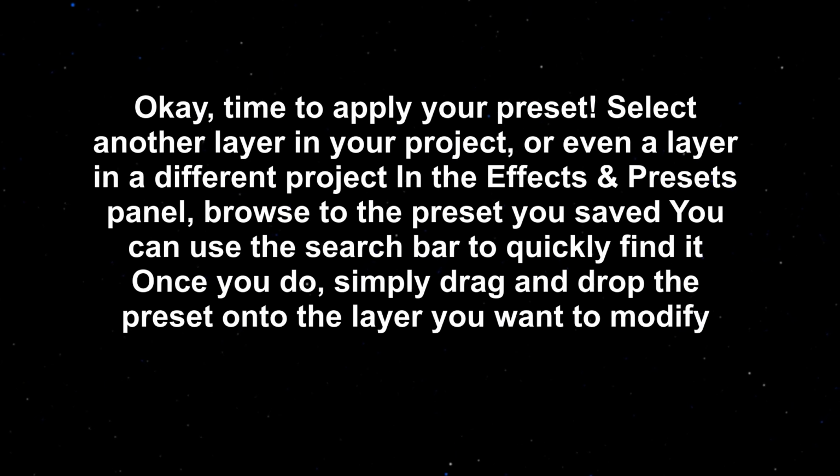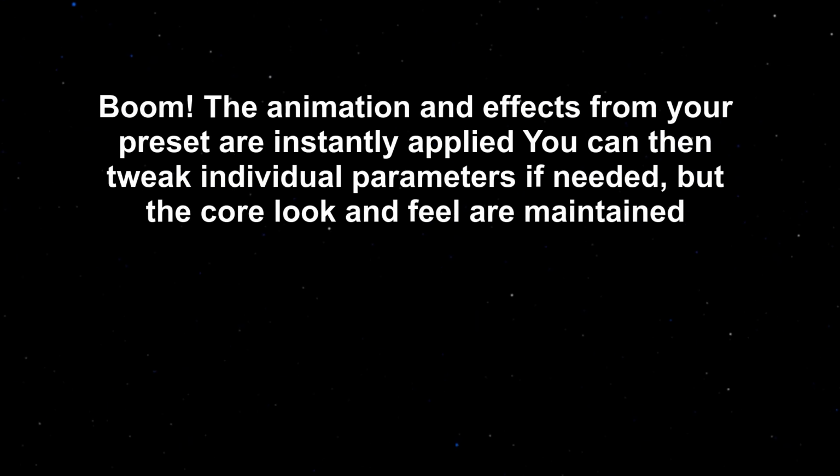Okay, time to apply your preset. Select another layer in your project, or even a different project, in the Effects and Presets panel. Browse to the preset you saved. You can use the search bar to quickly find it. Once you do, simply drag and drop the preset onto the layer you want to modify. Boom! The animation and effects from your preset are instantly applied. You can then tweak individual parameters if needed, but the core look and feel are maintained.